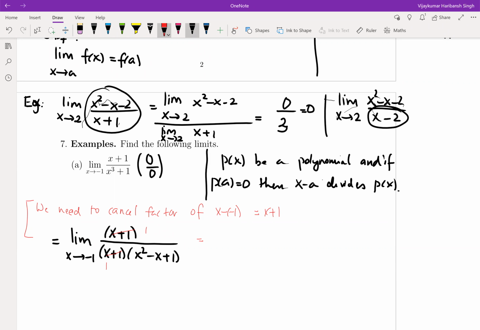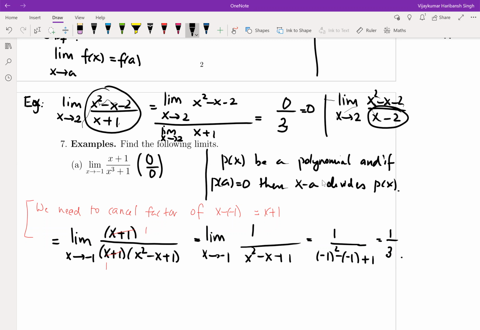So let me write down this step. This is the same as the limit as x goes to minus 1 of 1 upon (x squared minus x plus 1). Sorry, upon. Now when you substitute, you get 1 upon (minus 1 squared minus of minus 1 plus 1). And that is going to be 1 over (1 plus 1 plus 1). So 1 over 3.